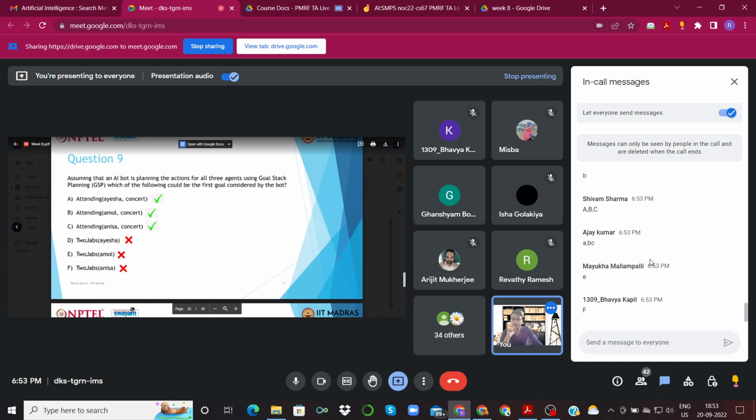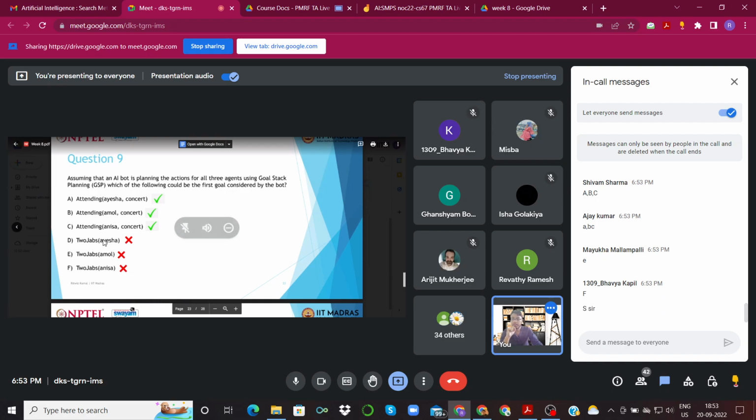Okay, is that clear? So Mayuka, attending or E or F actually could not be the first goals to be considered, because the first goals will only be the sub goals that are given to us in the compound goal, right? And that is only attending the concert that is given to us. The other steps will come later, maybe when we are going through the steps of the goal stack planning algorithm.